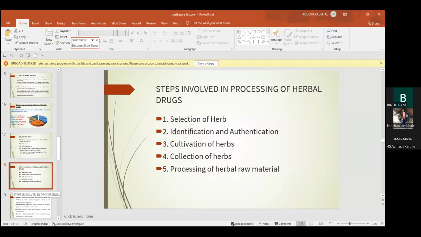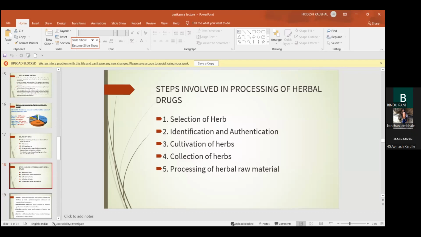Until now we got the idea about the herbs: what are the types of herbs, and from where they are coming. Now we are going to proceed to the next part, that is ethics. What kind of ethics we are applying in herbal products? How we are applying our pharmaceutical ethics in herbal products, that is the next part.